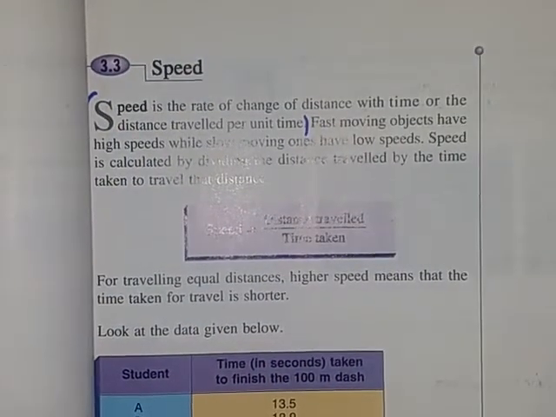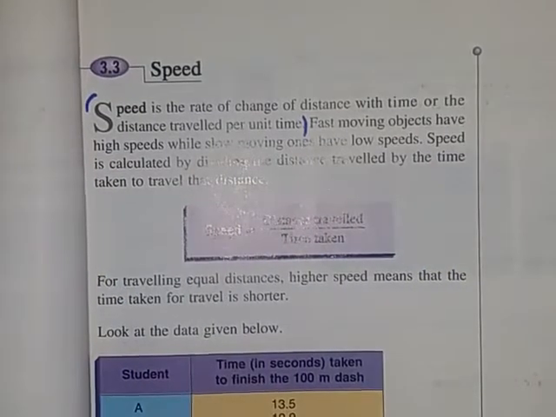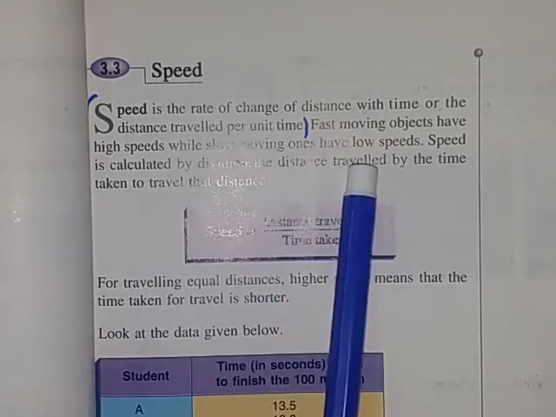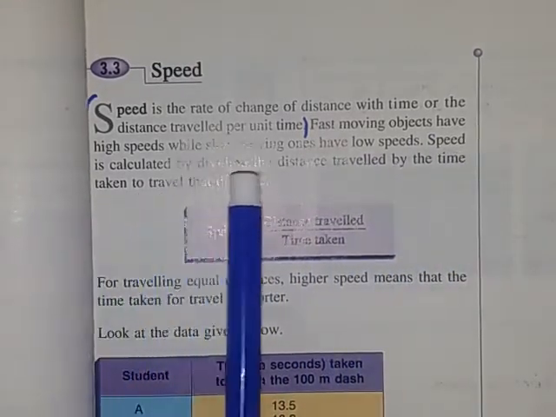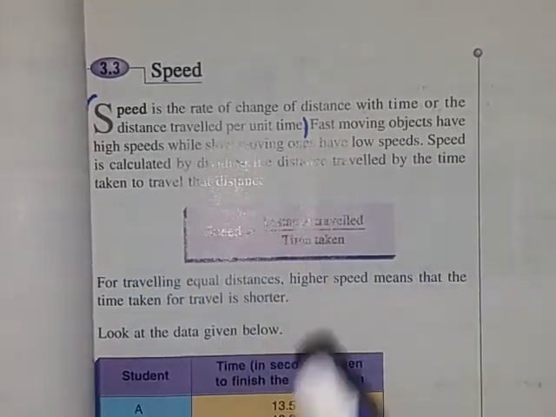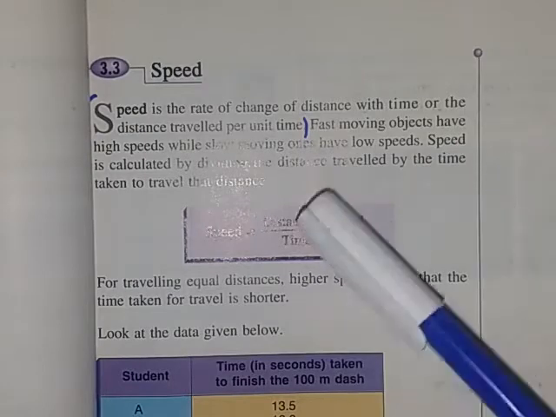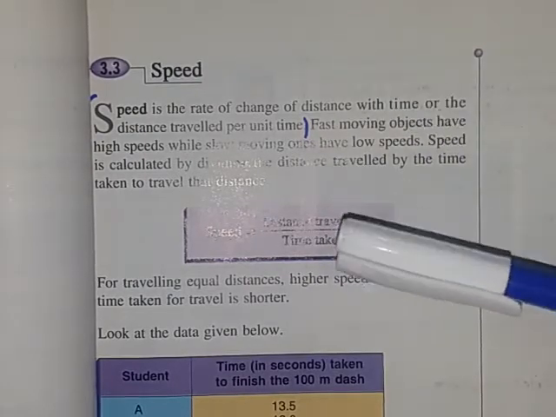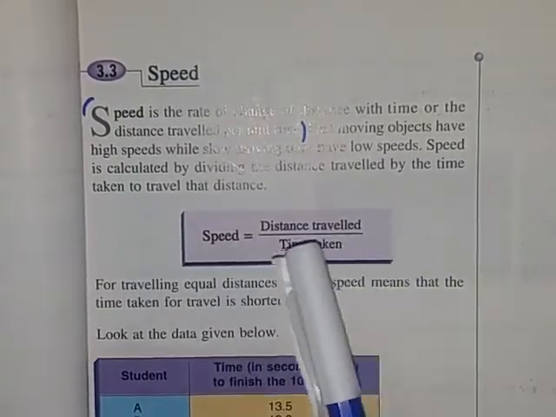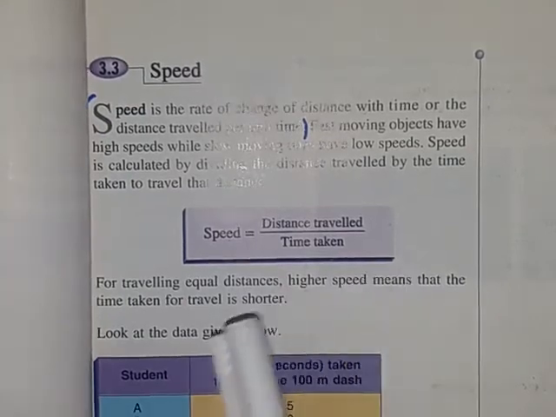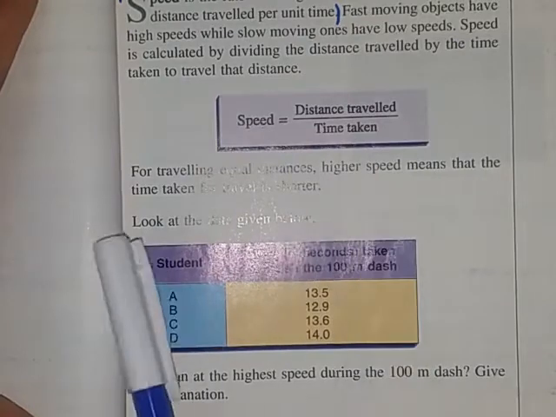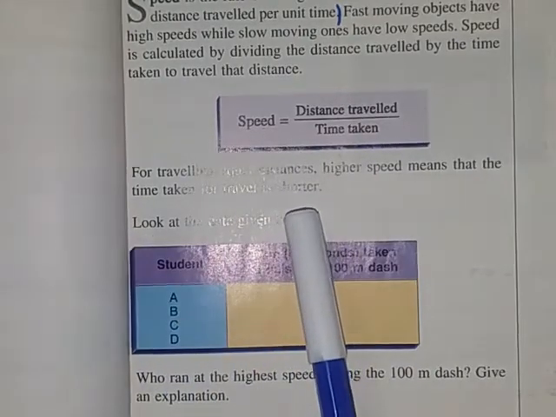Next, fast moving objects have high speeds. As you all know, fast moving objects have high speed, while the slow moving ones have low speed. Speed is calculated by dividing the distance traveled by the time taken to travel that distance. Here is the formula of the speed. First of all you have to write the definition and then the formula. The formula of speed is equal to distance traveled divided by time taken.